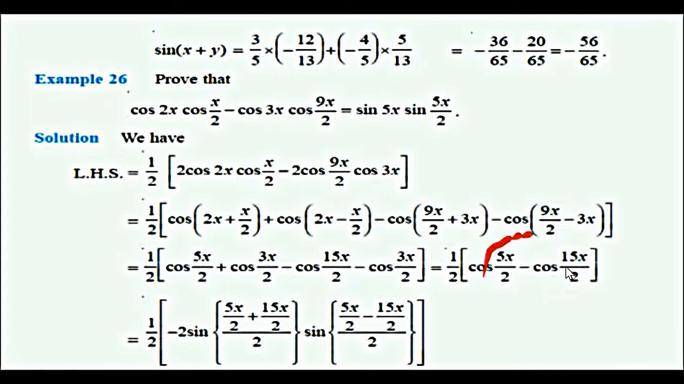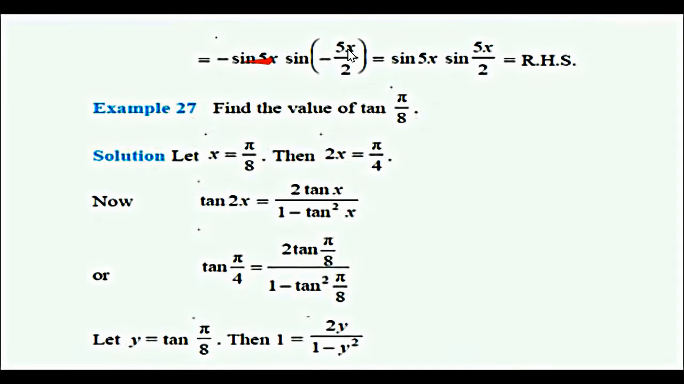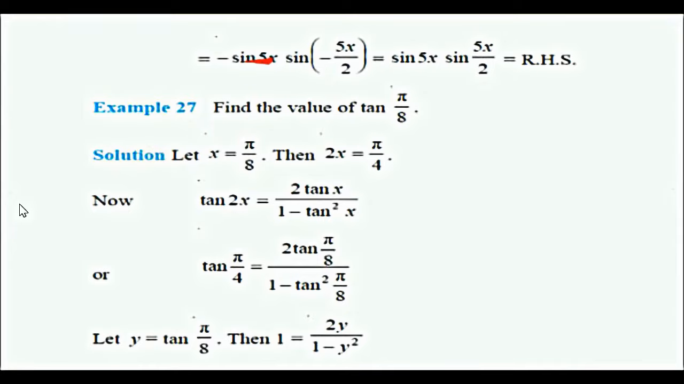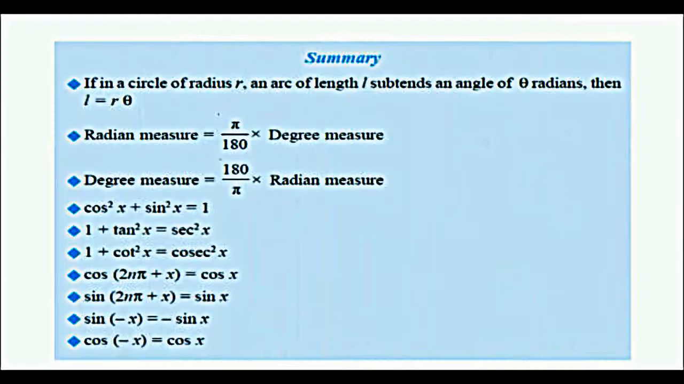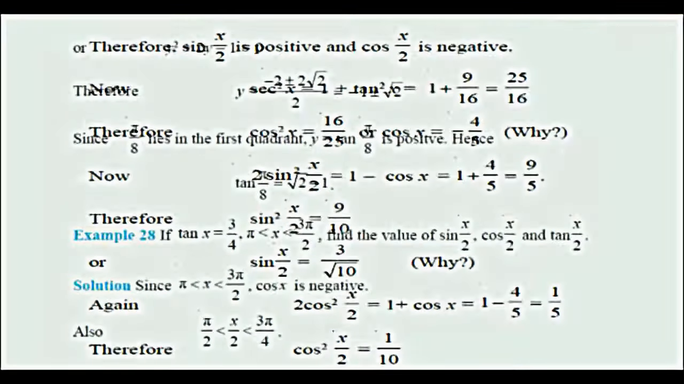But we know that cos a minus cos b is minus 2 sin a plus b by 2 sin a minus b by 2. Ultimately what we get? Sin 5x, sin minus 5x by 2. So just take, because sin minus theta is minus sin theta. So ultimately what you are going to get? You are going to get this value of, see, this one.